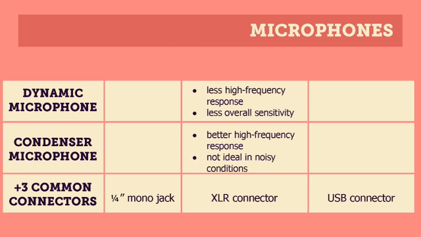Dynamic microphones have less high frequency response and less overall sensitivity, which can be a good thing if it's a noisy environment. Condenser microphones have better high frequency response, but they're not ideal in noisy environments. There are three connectors: a 1/4-inch mono jack, an XLR connector, and a USB connector.